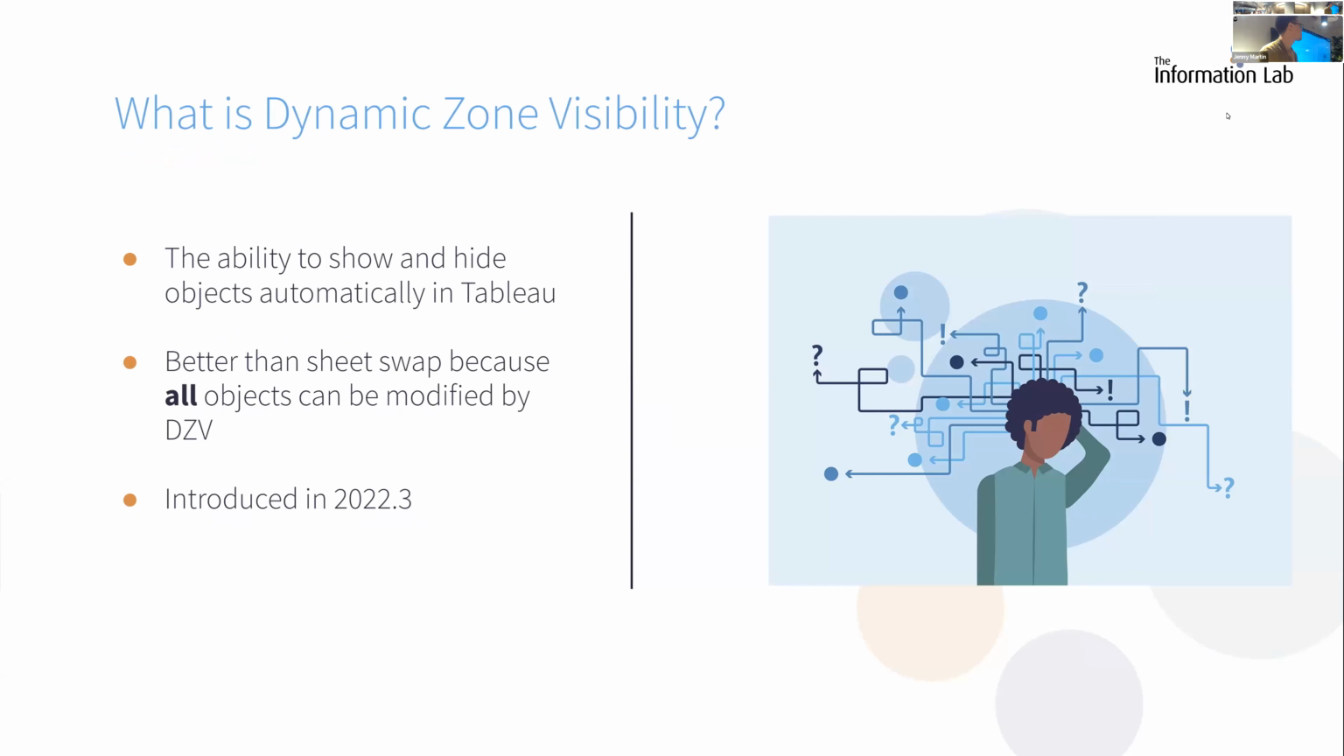So what is dynamic visibility? Basically, it's the ability to show and hide all types of objects automatically in Tableau. Some of you may be familiar with the sheet swap. It's something that we've all had to use at one point or another, sometimes to switch out different measures. But this is better than the sheet swap because instead of just sheets that we can swap out based off of true or false Booleans, we're able to do all different objects. So this is text objects, web objects, buttons, and of course, all sheets as well can now be modified by dynamic zone visibility.